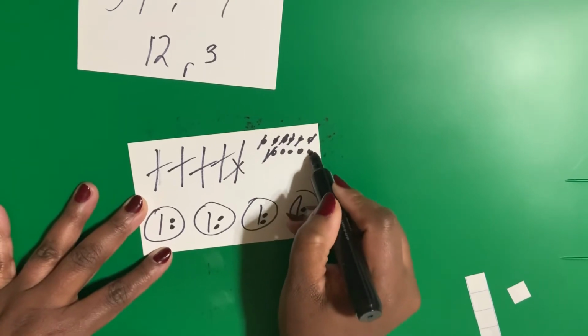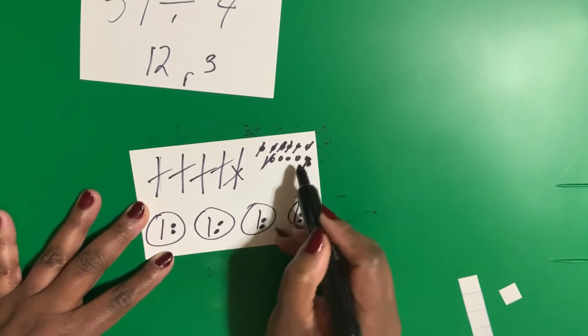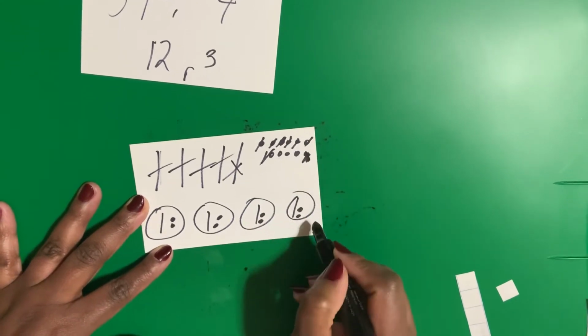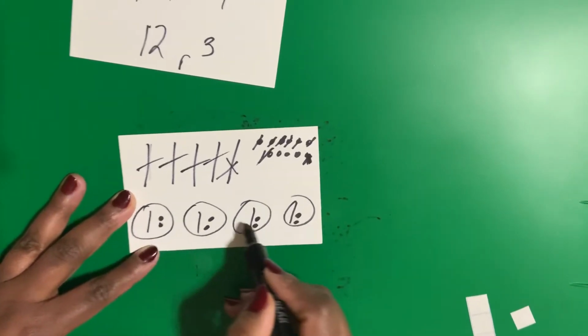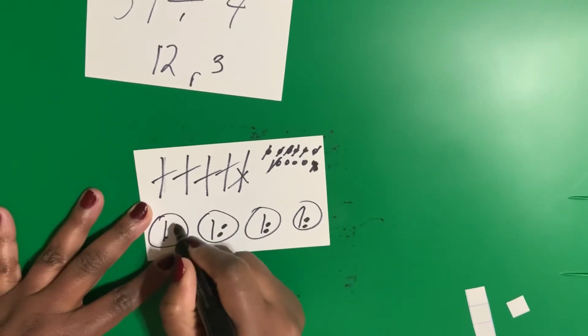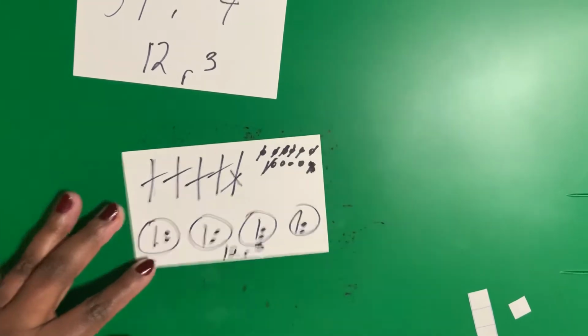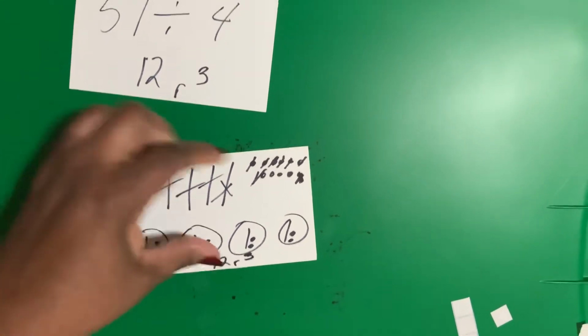Okay, so how many? Oh, I added one more. Sorry about that one. Didn't mean to. But I'm left over with 3. I don't have enough of these to give each one. So 10, 11, 12. There's 12 with a remainder of 3. I kind of added too many. All right.